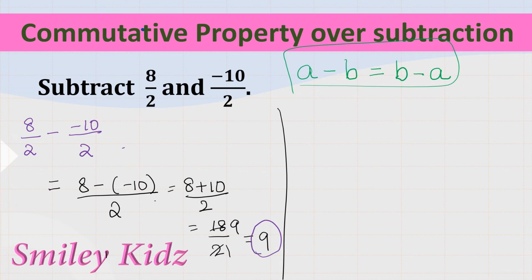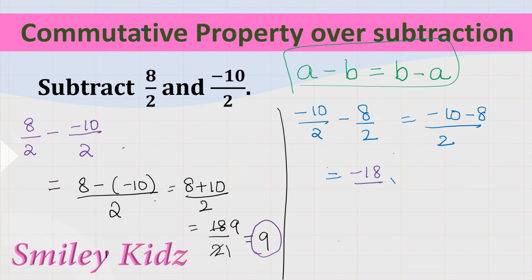What about b minus a? Will we get the answer as 9? Let's check it. b minus a will be minus 10 by 2 minus 8 by 2, which is equal to minus 10 minus 8 by 2. There are same signs, so you need to add and put the bigger number sign, which is equal to minus 18 by 2. 2 times 1, 2 times 9, which is equal to minus 9.